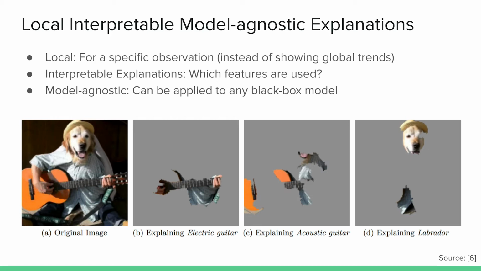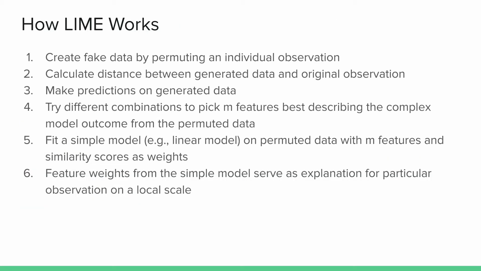So this is an example from that paper that shows a Labrador and seemingly being able to play the guitar. And you can see that when you ask for specific concepts that it showed in that image, it will point out those regions. How it works is the following. We are now in the domain of perturbation-based methods. So we take our sample and we start messing around with it. We create fake data by changing that one individual observation.